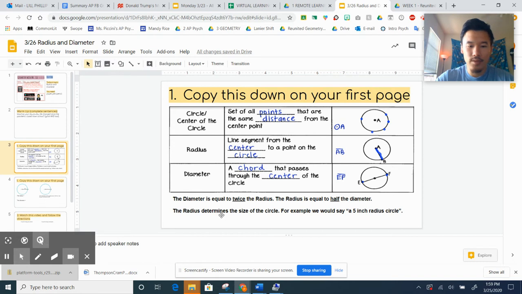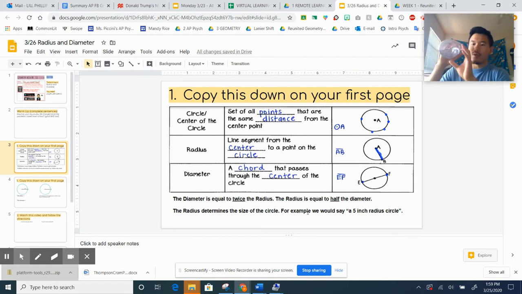Okay, so the radius will determine the size of the circle. If we want to describe how big a circle is, we would say how big its radius is. For example, there's a water bottle here. To tell you how wide the water bottle is, I would have to measure the radius from the center to the edge. I have to measure that part.